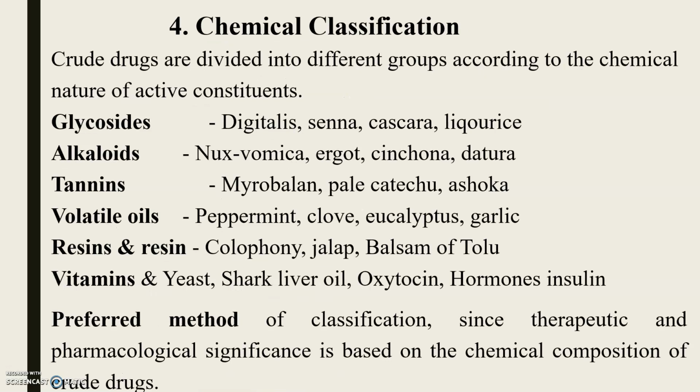Next method is the chemical classification. Crude drugs are classified according to the chemical nature of the active constituent of the plant species. First category is glycosides, which include the drugs digitalis, senna, cascara, and licorice. Alkaloids include Nux vomica, ergot, cinchona, and datura, and so on. It is the most preferred method of classification, since their therapeutic significance is based upon the chemical classification of the crude drugs.